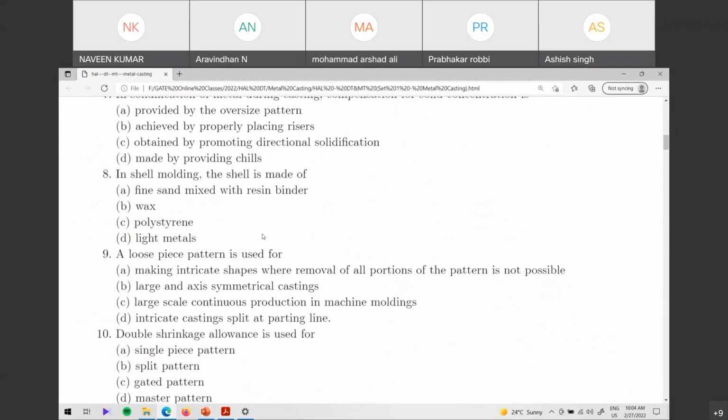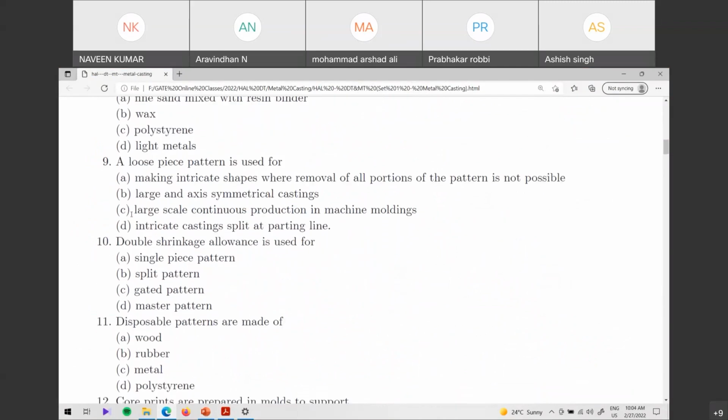What is the answer for the 8th question? Anyone? Oh, this is shell molding. Okay, forget about this question. What is the ninth one? Tell me. Anyone with the answer for the ninth one? I want an answer from everybody, please. Even if it is right or wrong, doesn't matter. Nobody is going to judge you.